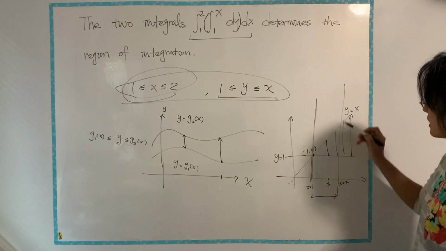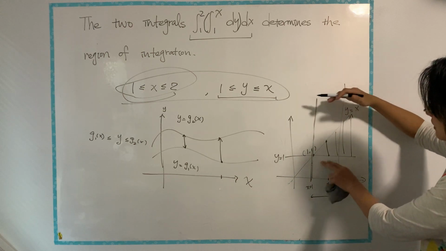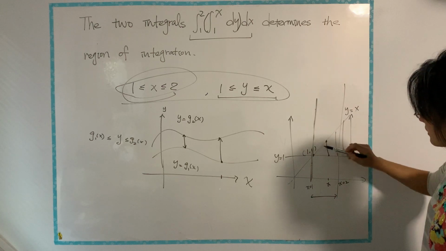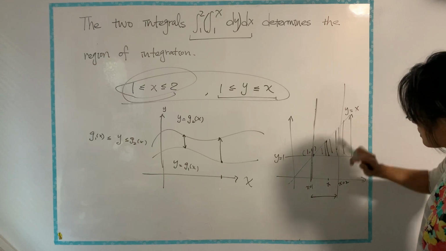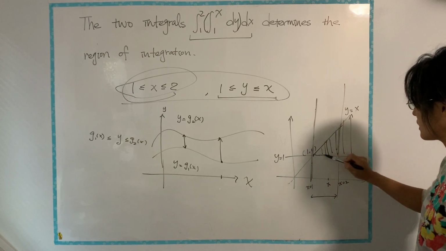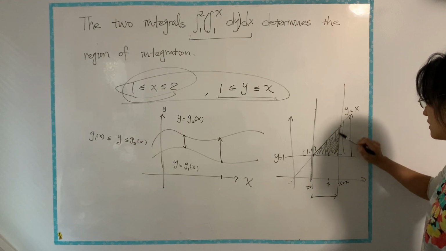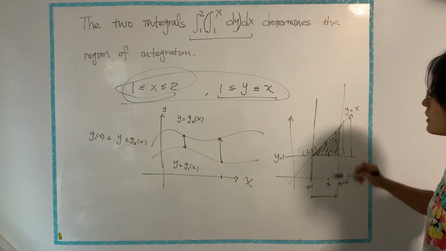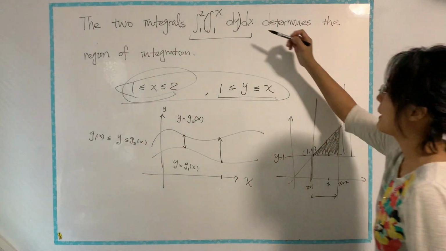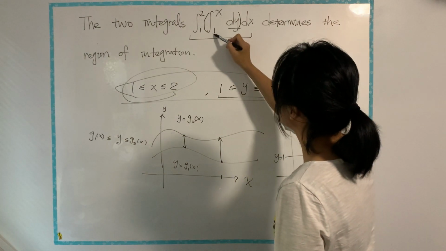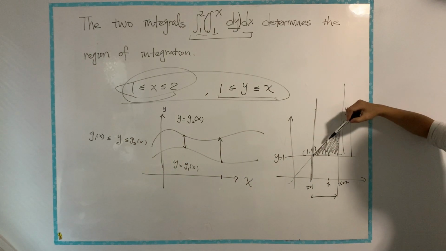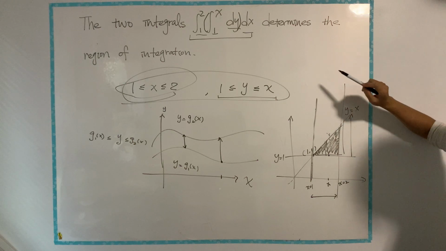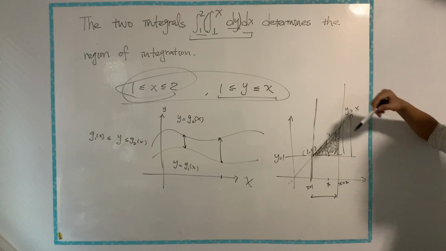Okay? So if I look at the intersection of this stripe and this area of the triangle, for y from 1 to y equal to x, you can see that this is the area we're looking at. Okay? So when I have an iterated integral, by reading the integrals, I'm able to sketch the region of integration. So we're integrating the integrand over this region. All right?